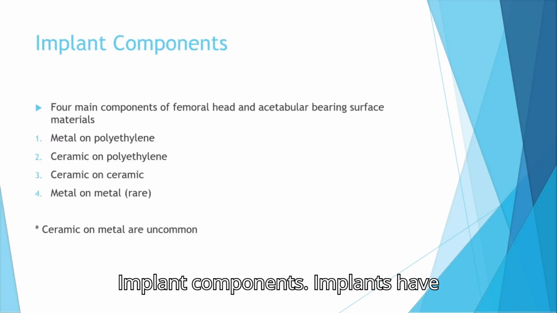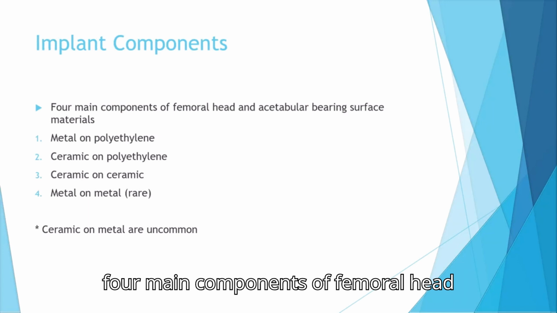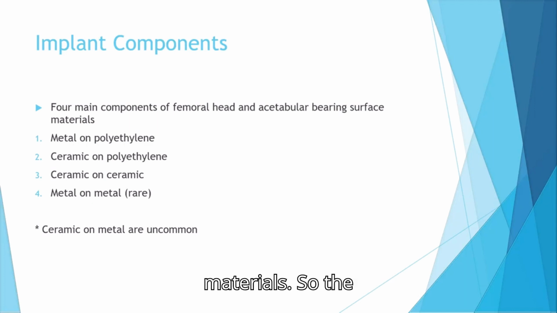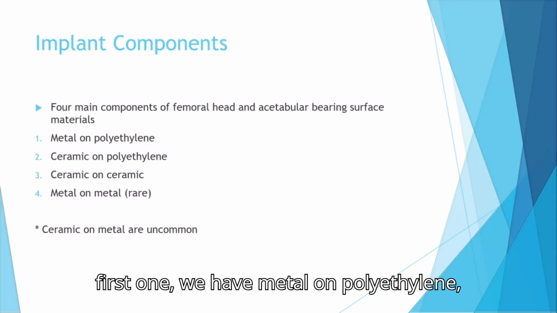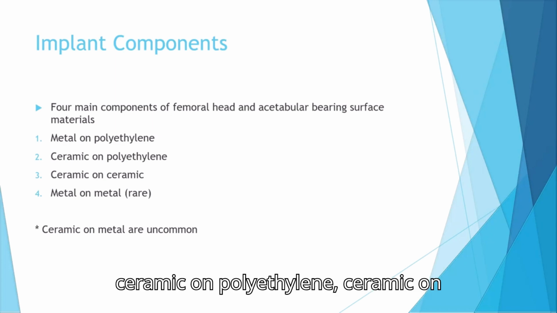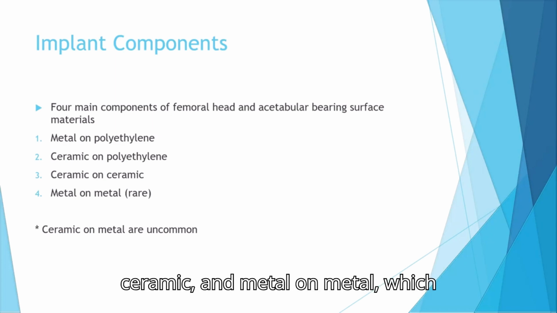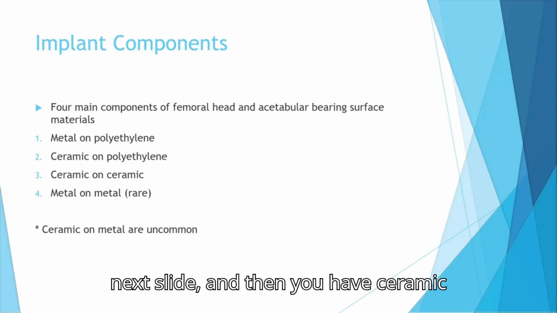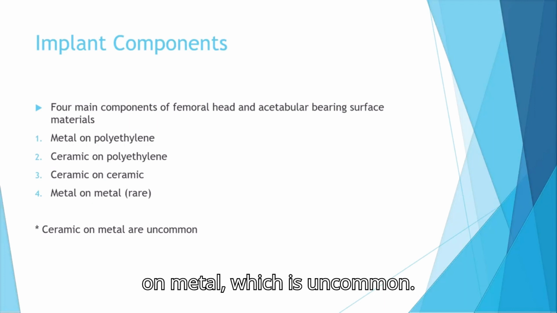Implant components. Implants have four main components of femoral head and acetabular bearing surface materials. The first one, we have metal on polyethylene, ceramic on polyethylene, ceramic on ceramic, and metal on metal, which is rarely used. I'll explain that in the next slide. And then you have ceramic on metal, which is uncommon.